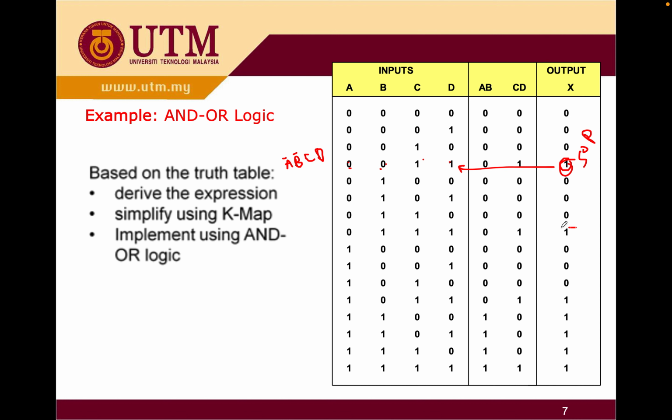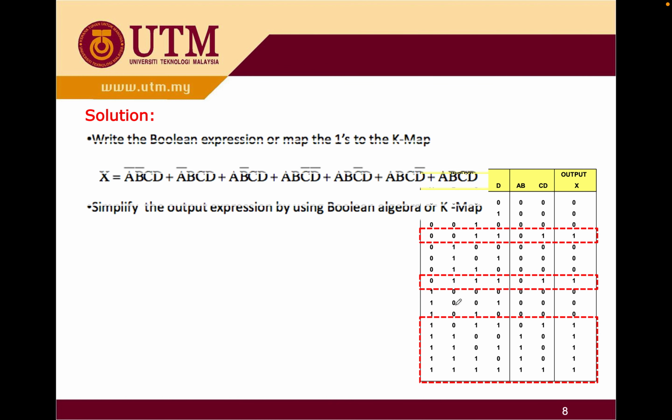And go for another one here. You have A bar, B, C, D. Another product term is here. You have A, B bar, C, D. So let's take a look here. So this will be your standard SOP Boolean expression.